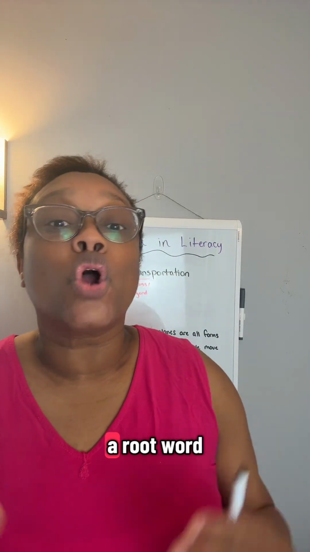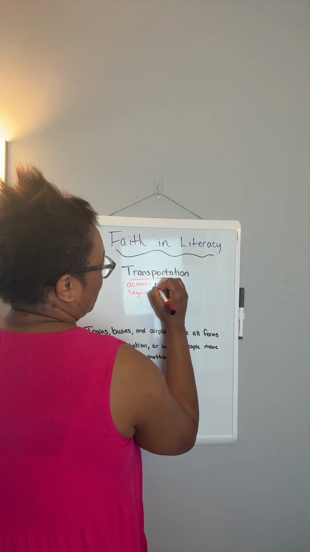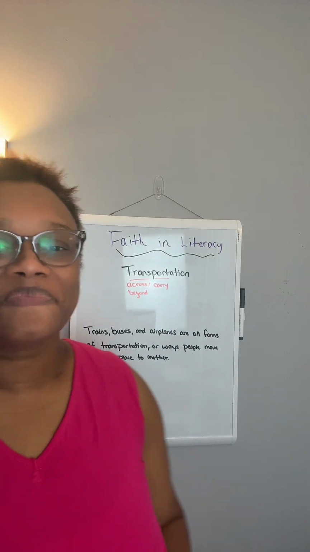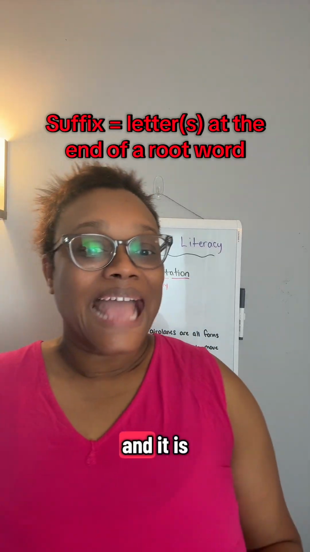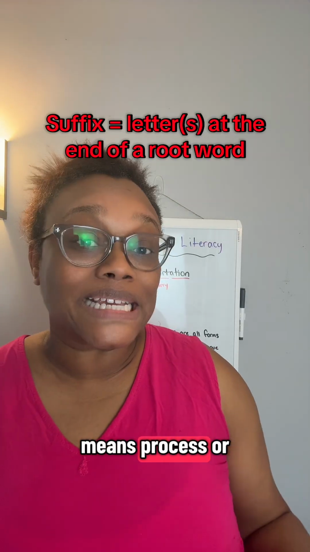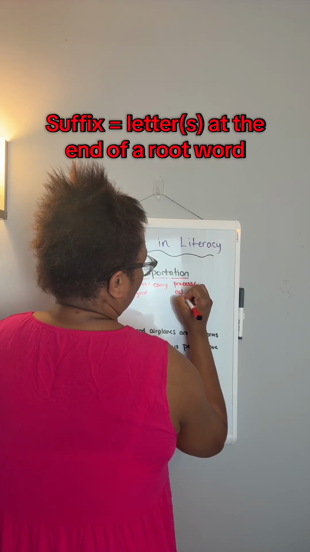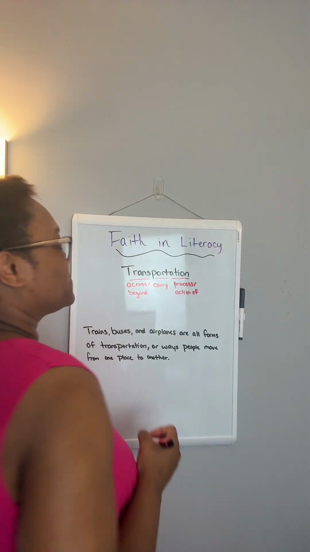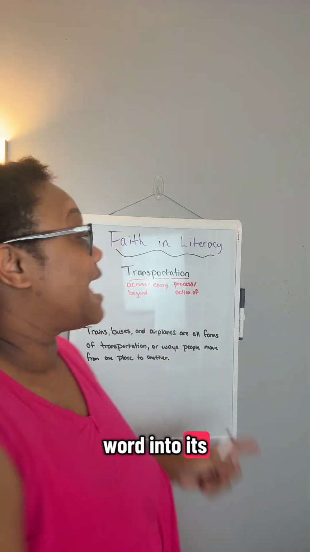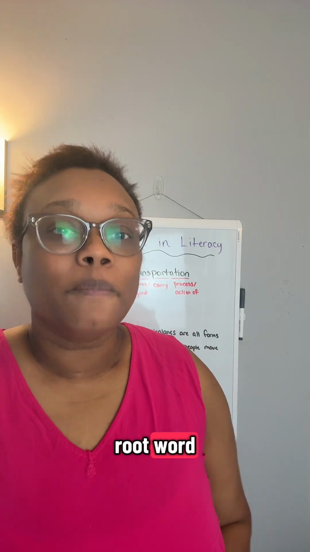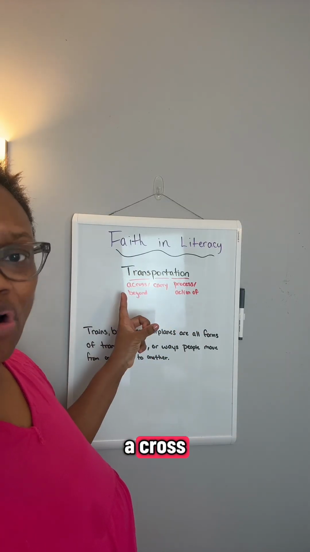Now, port is a root word, again, Latin, that means to carry. Now, ation is a suffix, and it is also Latin, that means process or action of. So, if kids are able to break down this word into its affixes and its root word, they can get a better understanding of the word that is the process of carrying across.